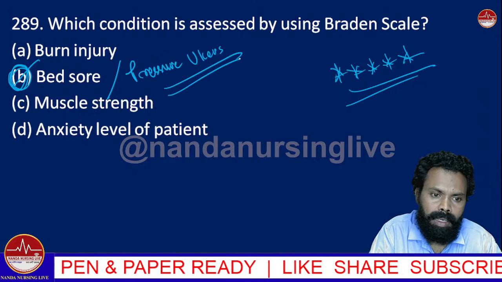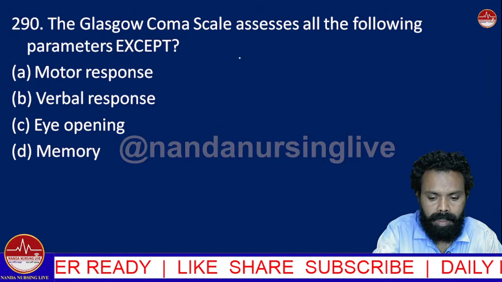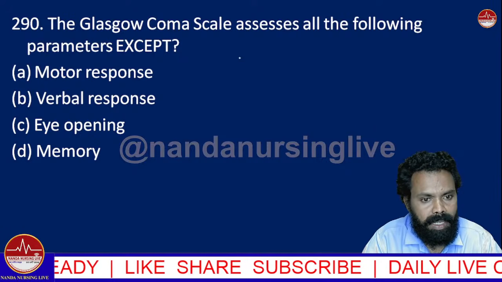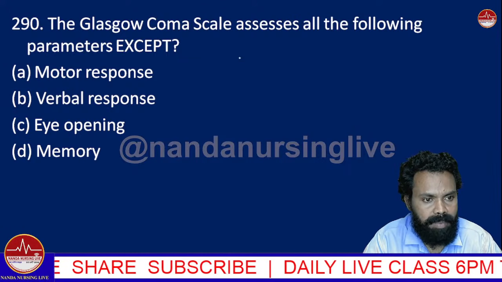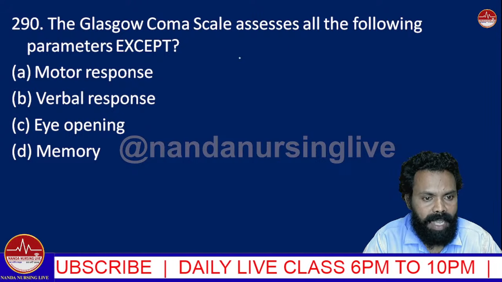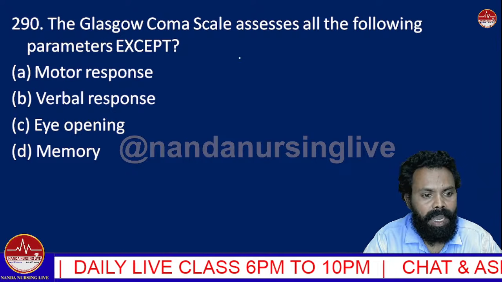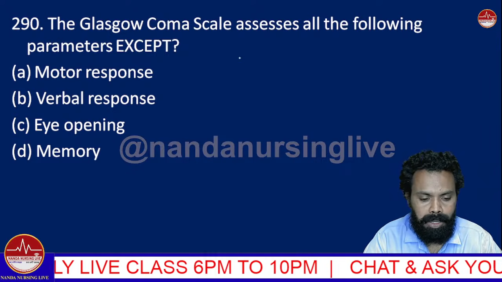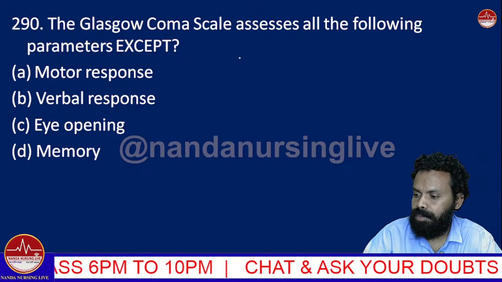Next question, question number 290. The Glasgow Coma Scale assesses all the following parameters except: option A is motor response, option B is verbal response, option C is eye opening, option D is memory. So which option is the correct answer, beta? Answer quickly.